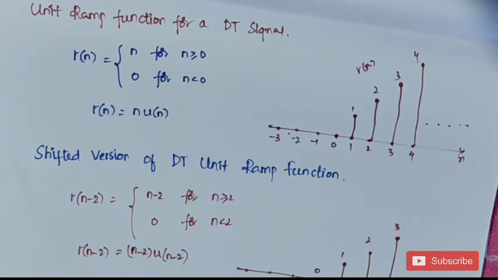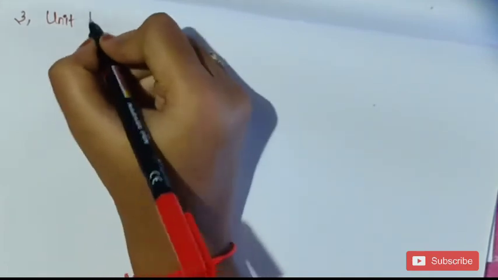So this is about the ramp function or ramp signal. Next one is the unit parabolic function. The third one is the unit parabolic function.